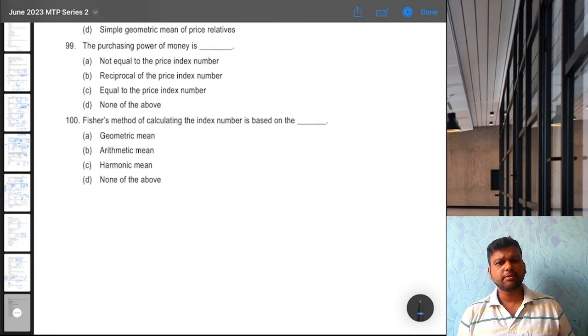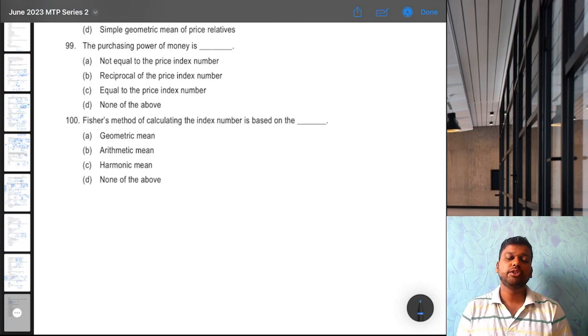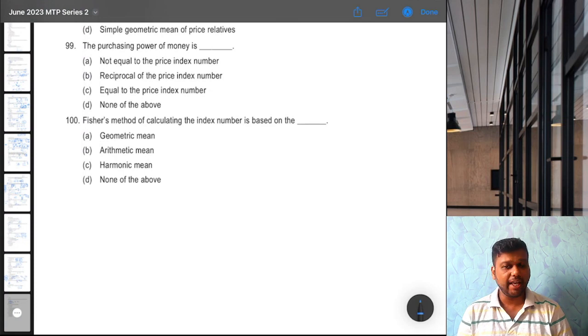And last, Fisher's method of calculating index number is based on what? Fisher's method is based on geometric mean, because it is simply geometric mean of L and P, right? So it is geometric mean of two indices. So A is the correct answer.